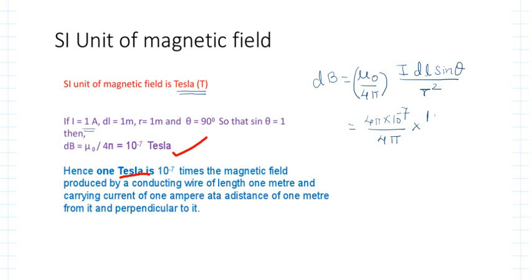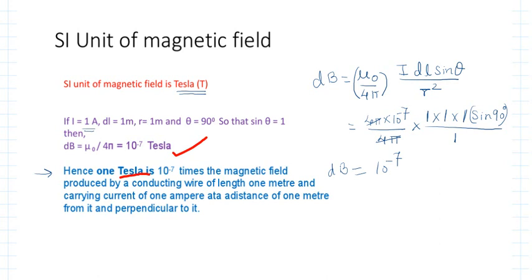Current I is 1 ampere, dl is 1 meter, and r is also 1 meter, and the angle theta is 90 degree. Sine 90 is 1. So putting in the denominator that r is also 1. Sine 90 degree is 1. So all together what are we left with? 4 pi and 4 pi get cancelled out. We are left with 10 to the power negative 7. Based on this, we will define the value of 1 Tesla as a magnetic field.